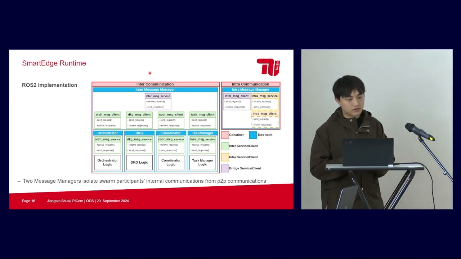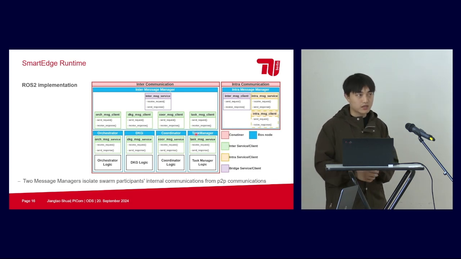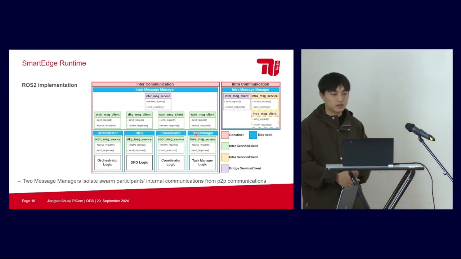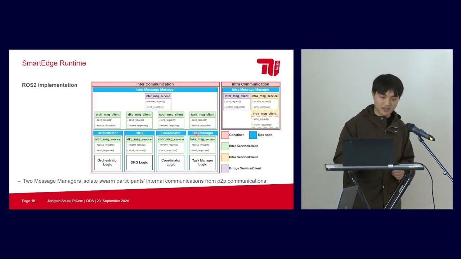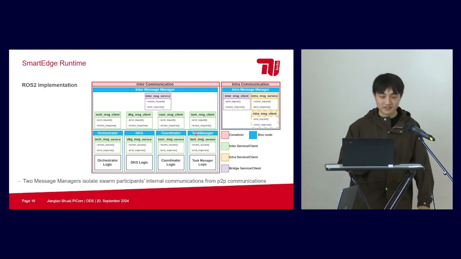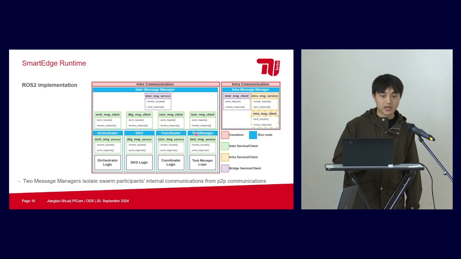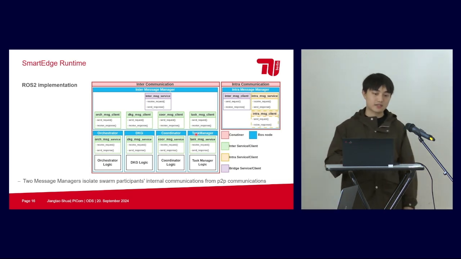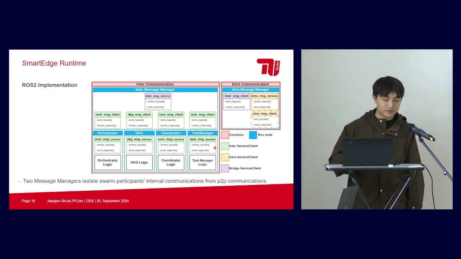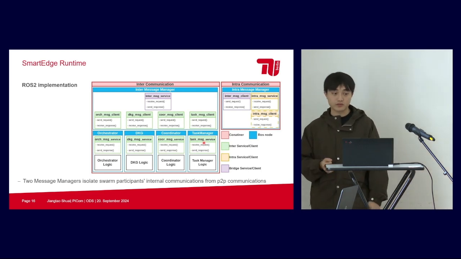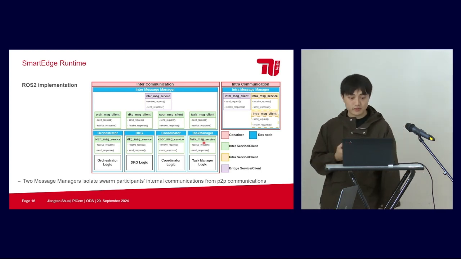Inside this container, you can see we implement the message manager, orchestrator, DKG, coordinator, and task manager as ROS nodes. A ROS node is an individual entity in the ROS2 system. Inside the ROS node, we create a service. So every time you want to do something, for example, ask the task manager to start a new primitive task, you just send a request to the task manager service, and it will handle this request to establish one new primitive.